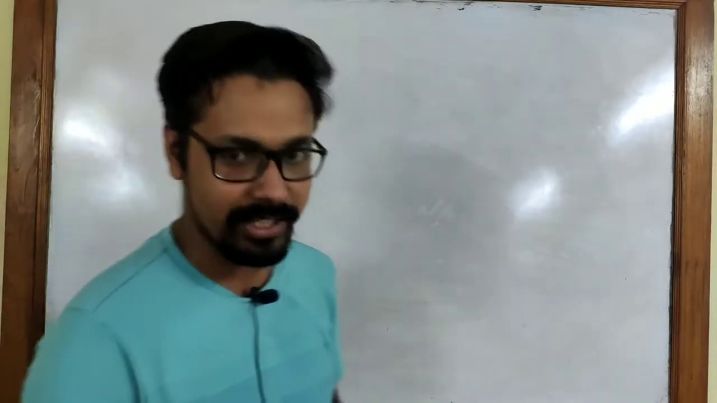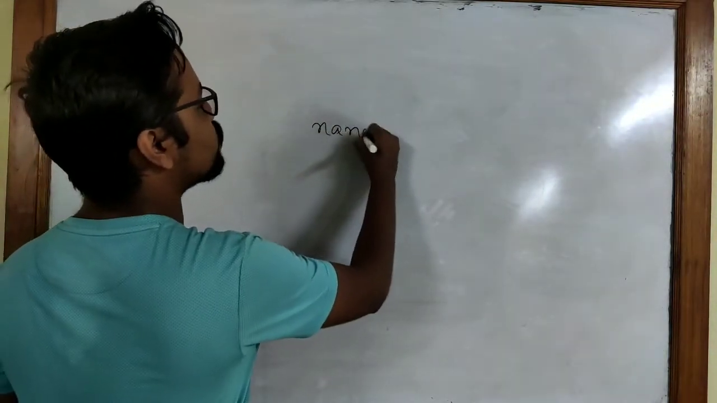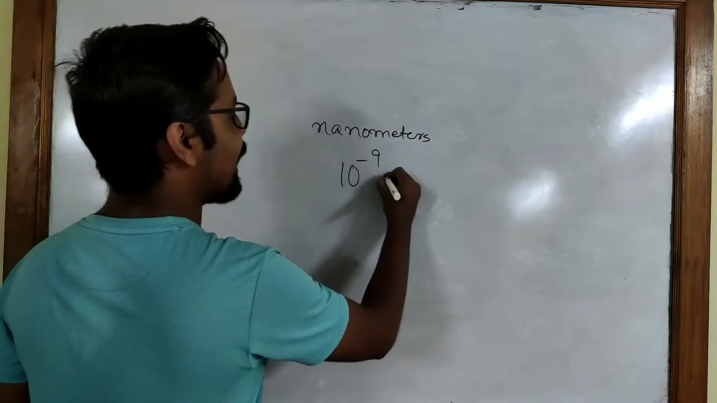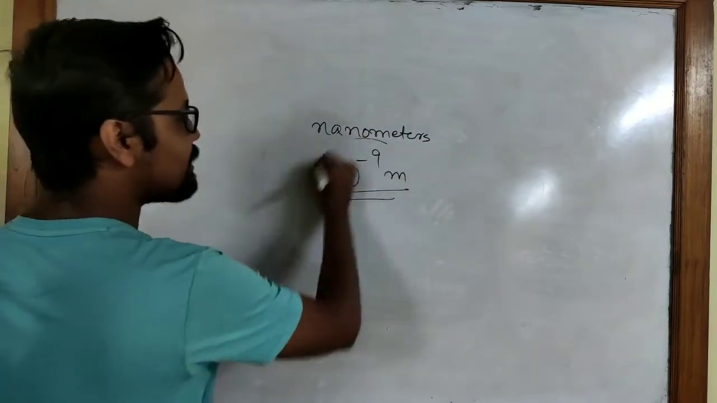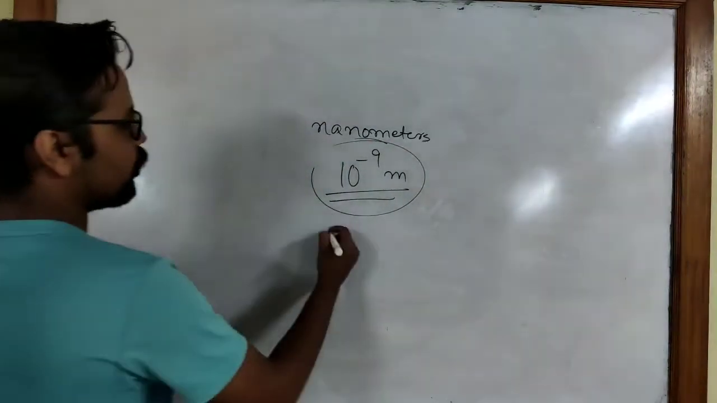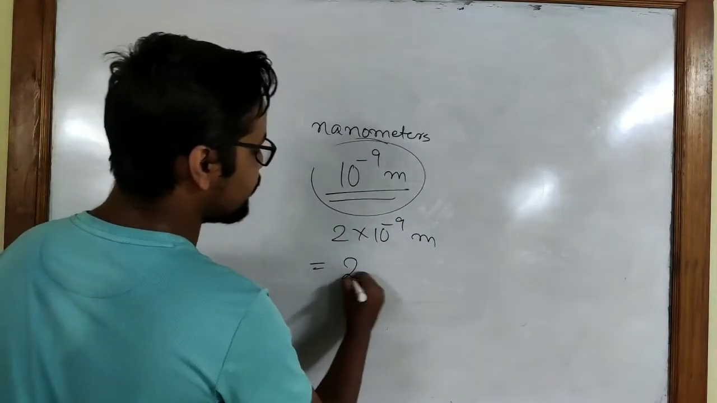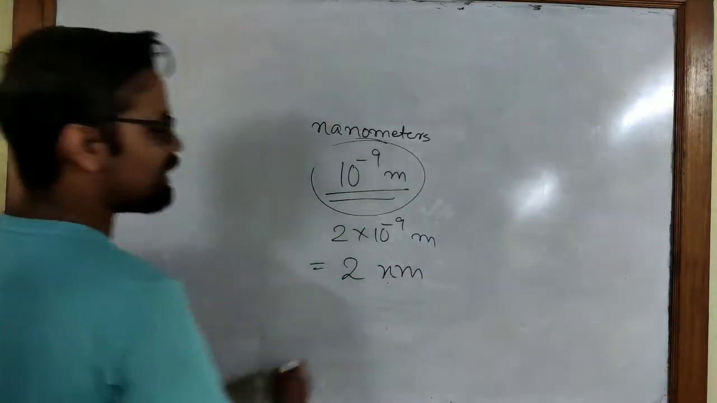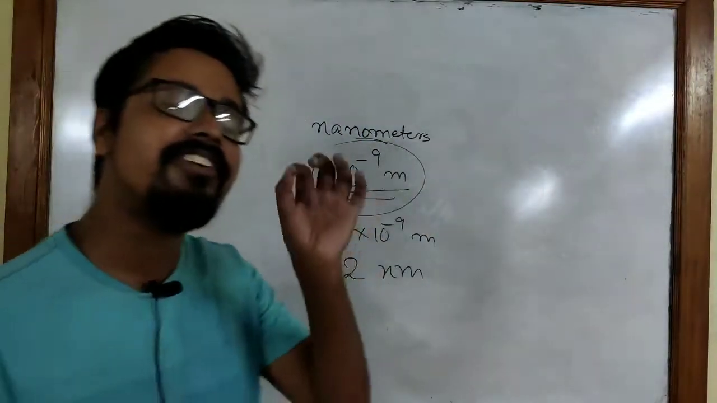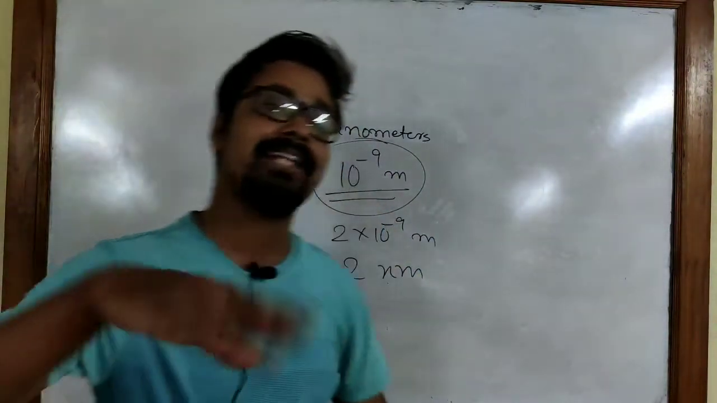Now what is the size of an atom? Generally we measure the size of an atom in nanometers since they are so small. Nanometer means 10 to the power minus 9 meter. So in this unit we measure atoms. Suppose something is 2 into 10 to the power minus 9 meter. That means we will say it is 2 nanometer, nm. Nm means nanometer. So atoms are measured in nanometers. They are very, very small. You know what a meter is, so now you can understand what 10 to the power minus 9 meter is.